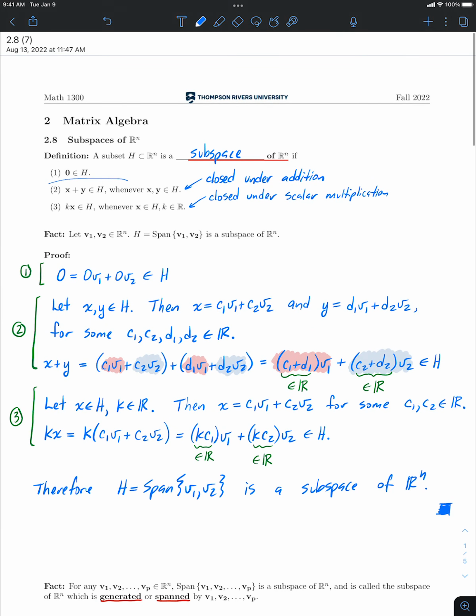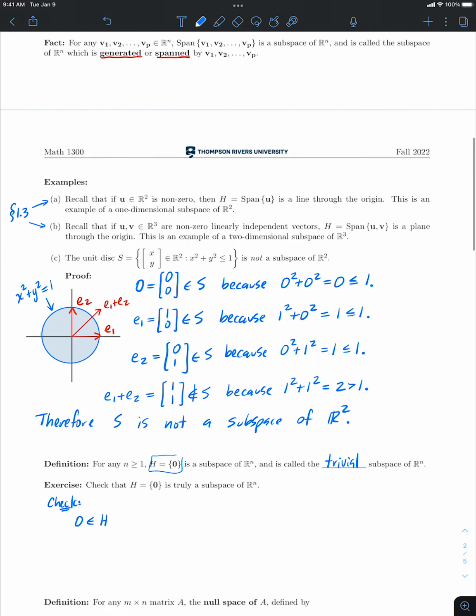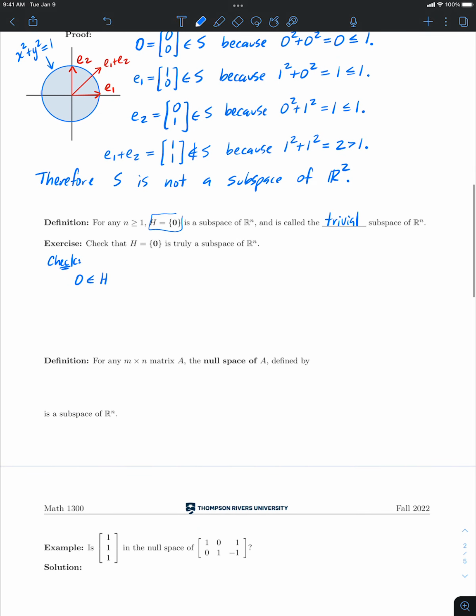What about the second condition? It says that if you take any 2 vectors in the set and you add them up, the result had better also be in the set. Well, we don't even have 2 vectors, do we? We only have 1 vector. So the only way you could take 2 vectors from H and add them up is if both of the vectors were the 0 vector. And that's, in fact, the only thing that you need to check.